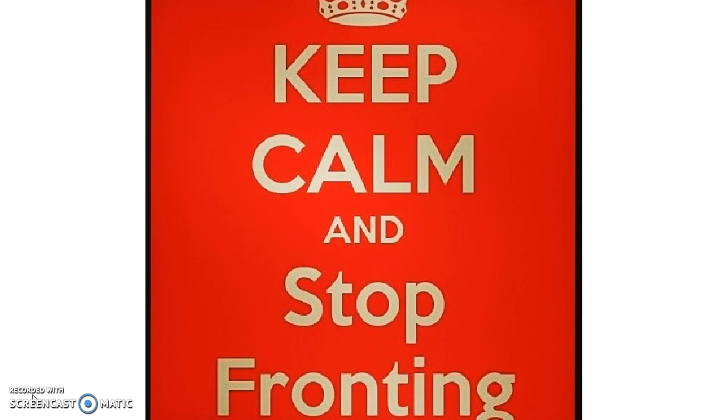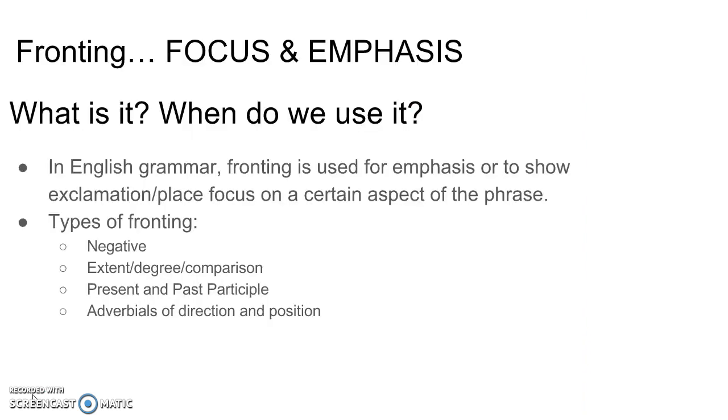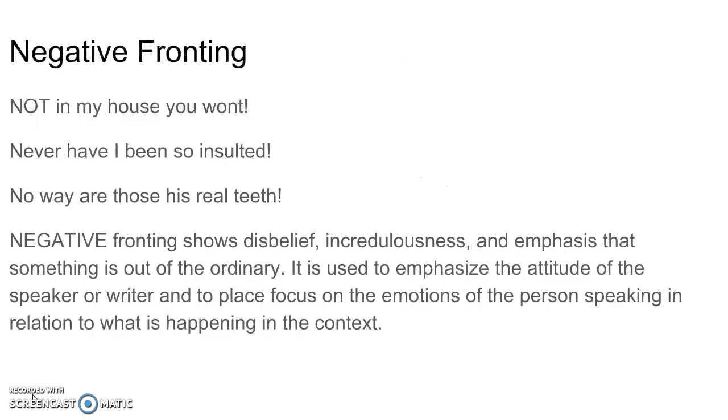So, the fronting that we're talking about in English grammar is in the chapter from Focus and Emphasis. What is it and when do we use it? In English grammar, fronting is used for emphasis or to show exclamation or to place focus on a certain aspect of the phrase. There are a couple types of fronting. There's negative fronting, extent degree comparison fronting, present and past participle fronting, and adverbials of direction and position. There are tons of great videos as well on each of these types of fronting on YouTube.